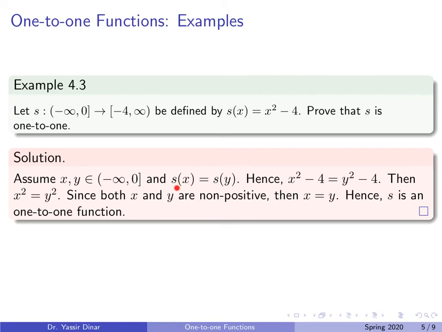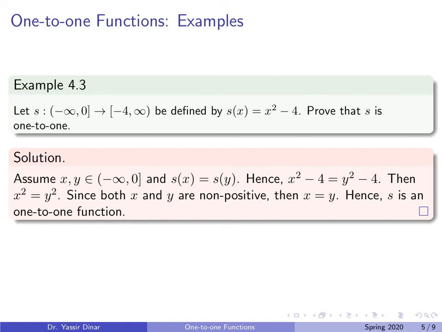But the formula for s of x and s of y is x squared minus 4, and this one will give me y squared minus 4. So x squared minus 4 is equal to y squared minus 4. And so this gives me x squared is equal to y squared. And this gives me x is equal to plus or minus y. But we know from the domain that both x and y are non-positive, and that means x has to be equal to y. Both of them are negative numbers. Hence, s is a one-to-one function.